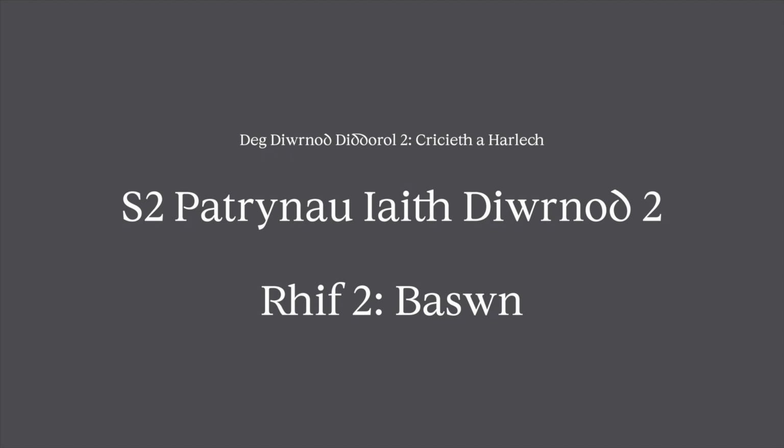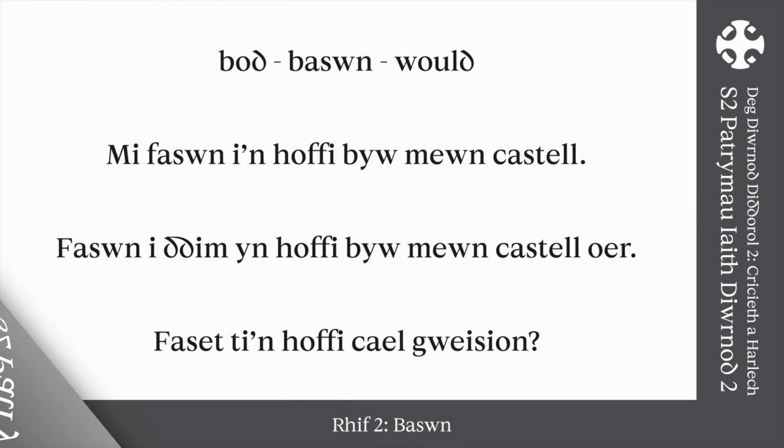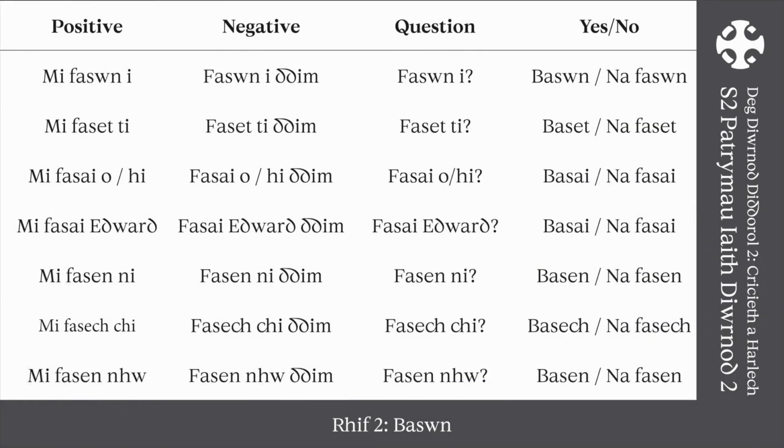Number 2. Baswn, would. The conditional uses a form of bod, baswn. It expresses would. Mi faswn i'n hoffi byw mewn castell. Faswn i ddim yn hoffi byw mewn castell oer. Fasa ti'n hoffi cael gweision. Here is the full pattern.